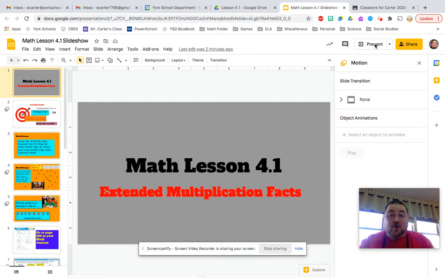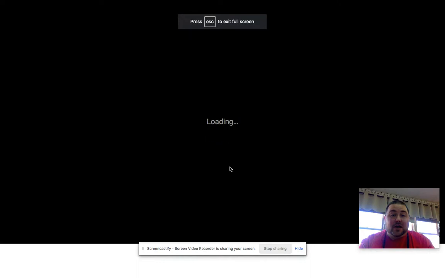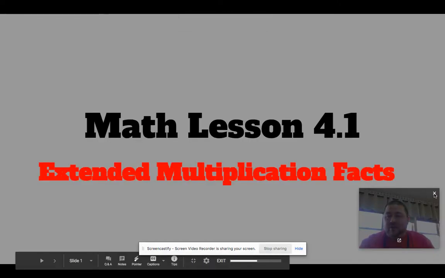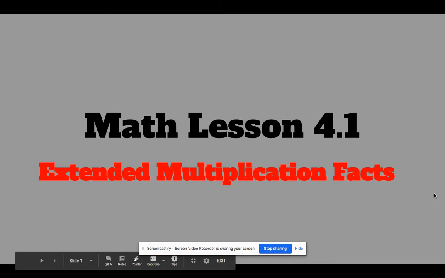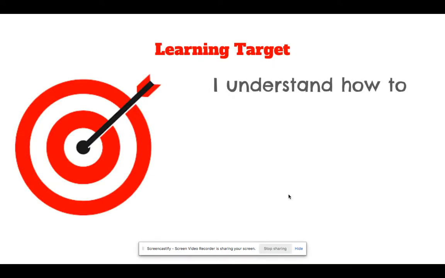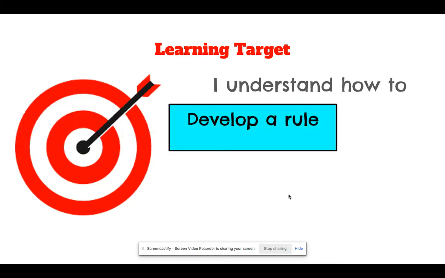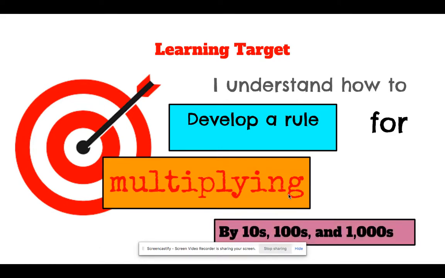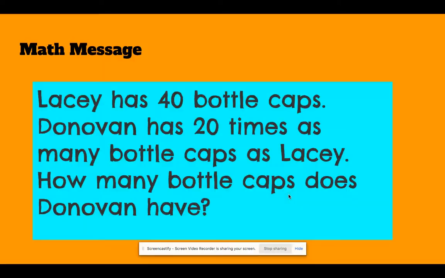Mr. Carter here, ready to do math lesson 4-1, extended multiplication facts. Okay, here we go. So our learning target is: I understand how to develop a rule for multiplying by tens, hundreds, and thousands. That's our target for today.